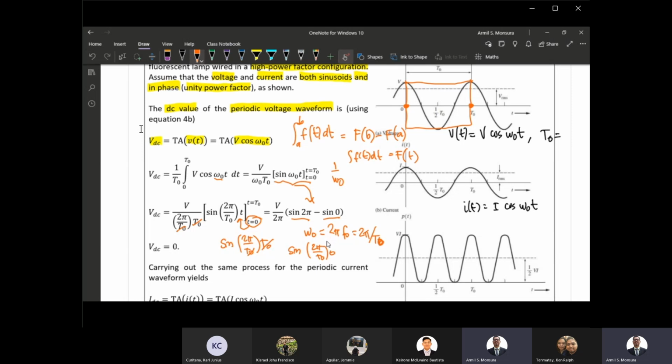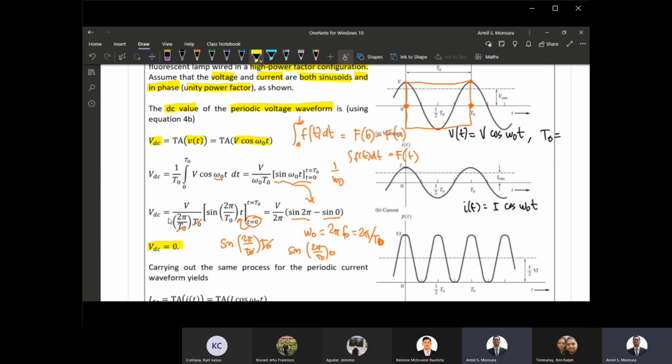Now, sine of 2 pi, if you check it with the calculator, sine of 2 pi is always 0. While sine of 0 is also always 0. So, therefore, yung difference na to is 0. And therefore, the DC value of your voltage waveform is 0. Okay? So, ayan. Now, actually, the DC value of a waveform can be easily evaluated kapag meron kayo ng waveform itself or meron kayong graph ng waveform itself.